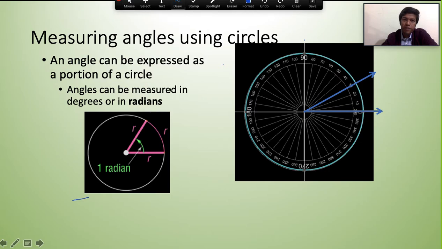The definition of radian is this: in a circle, if the length of the radius is, let's say, 2 units, and this side is also 2, it will be 1 radian at the center if and only if the length of this arc is also 2. So an arc with the same length as the radius makes 1 radian at the center.